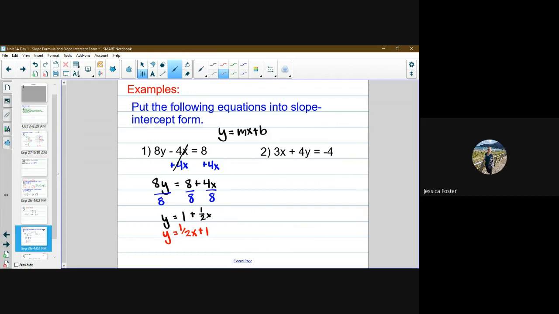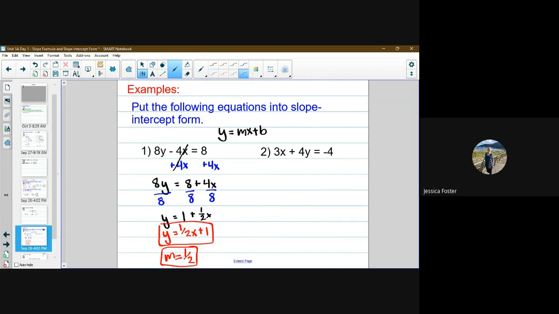So now looking at this equation in slope-intercept form, it's really easy for me to identify my slope. My slope is that number in front of the x, so my coefficient there, which is 1/2. That's my slope. This is my equation in slope-intercept form. Pause the video, see if you can do the second example on your own.